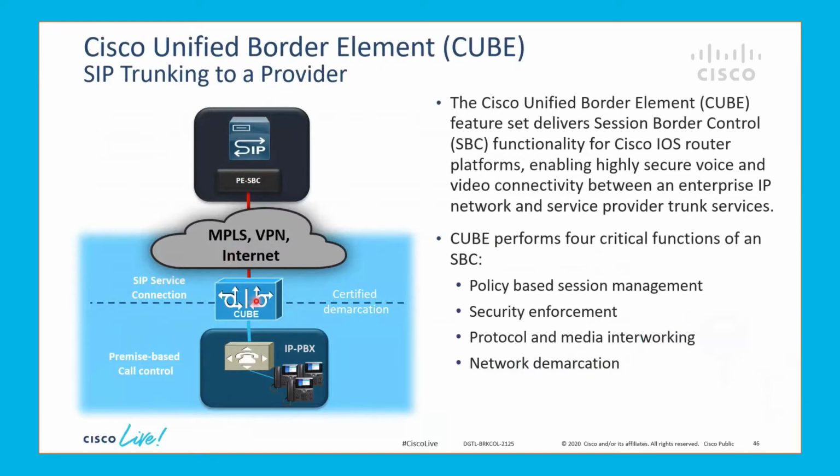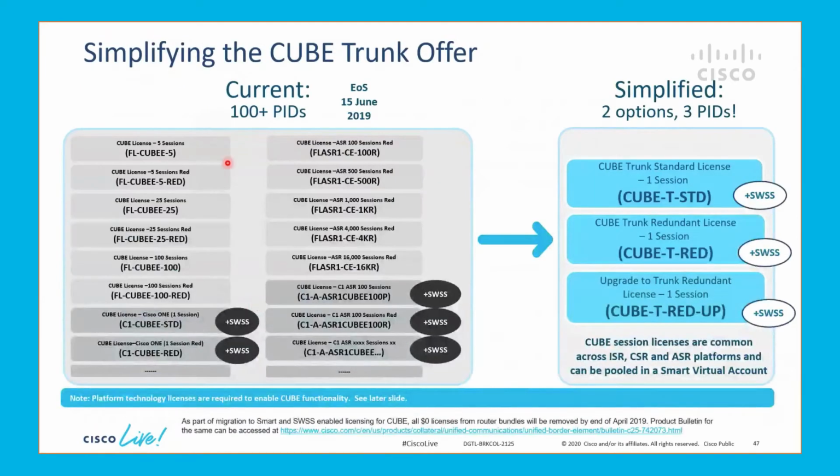And the Cube trunking license used to be a whole lot of SKUs, as you're seeing over here on the left side of the slide. What we have done is we have consolidated all of them and issued an end of sale on all of these old SKUs and brought them down to just three different SKUs. The first one is the Cube T STD, and the second one is Cube T Red, and then we have the Cube T Red Up.